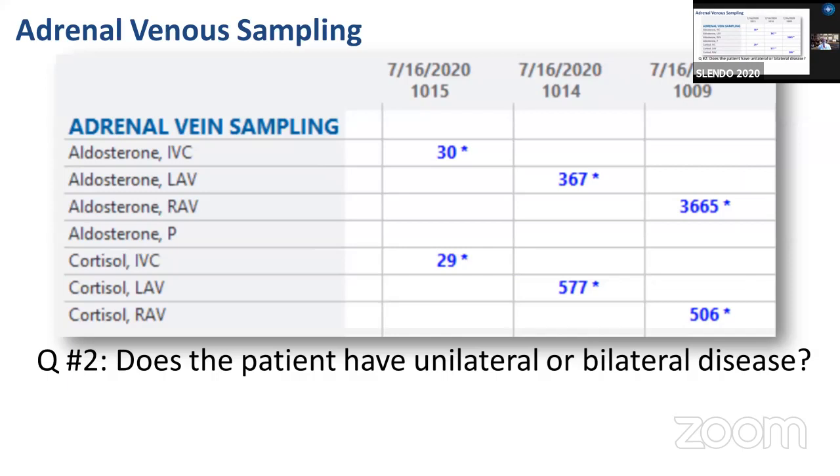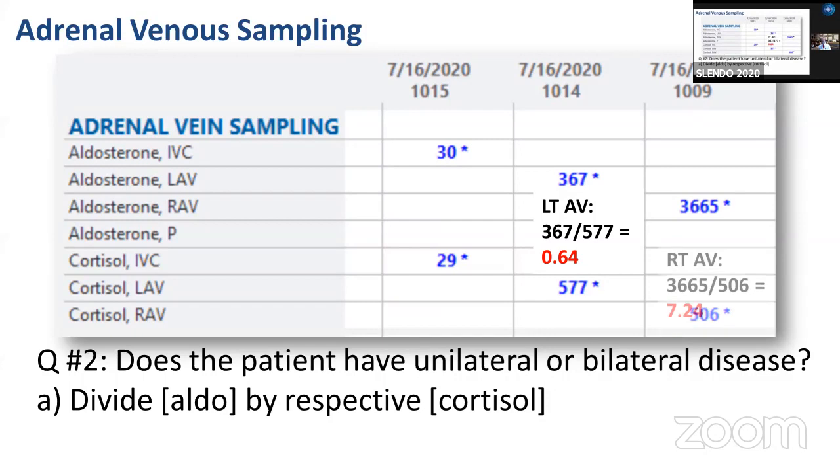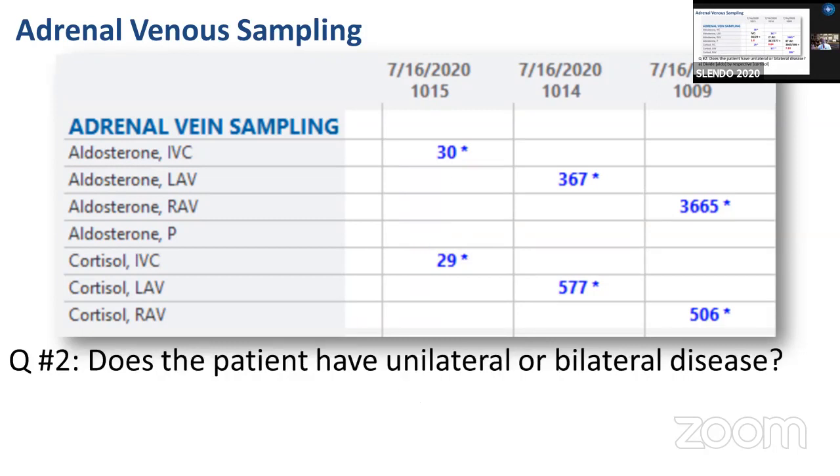Next question, does the patient have unilateral or bilateral disease? So you divide the adrenal vein aldosterone level by the respective cortisol level. So on the left, you divide 367 by 577, and the aldosterone to cortisol ratio is 0.64. And do the same thing on the right, 3,665 divided by 506 is 7.24. So we can see that the gradient is actually quite impressive. In the background, it's just 1.0.